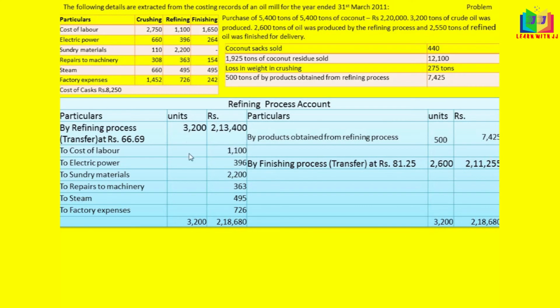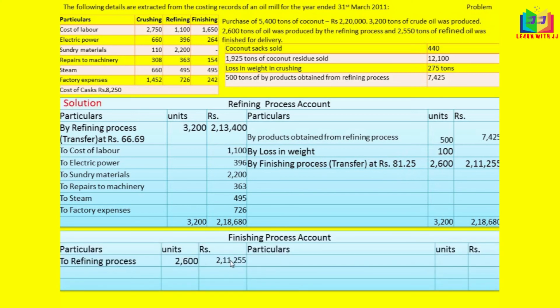See, the input is 3,200, but here we have only 3,100, so this 100 is the loss in weight. And you know how to find the cost per unit at this process: 2,11,255 divided by 2,600 gives 81.25, and this is transferred to the last process, the finishing process.